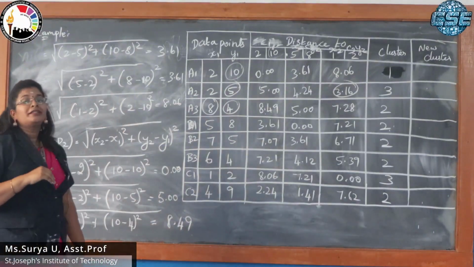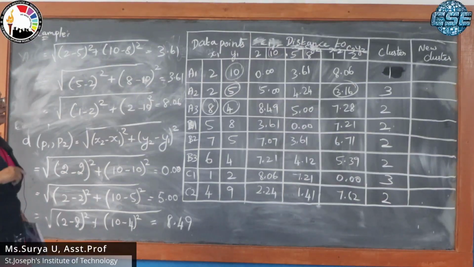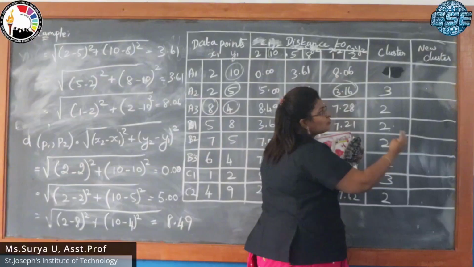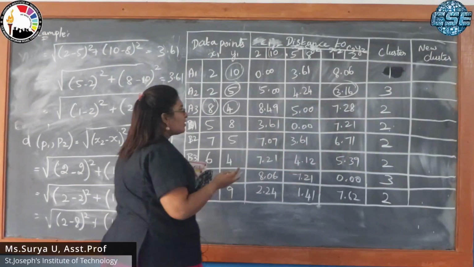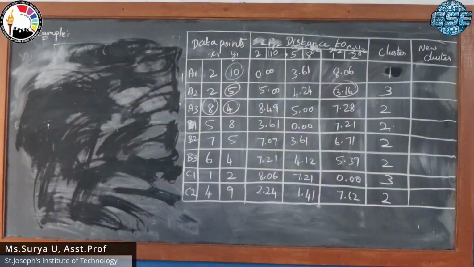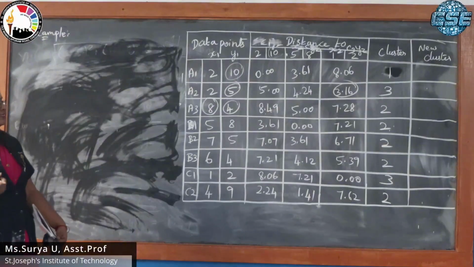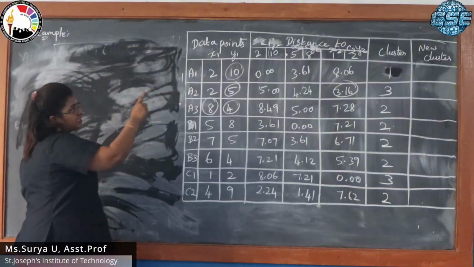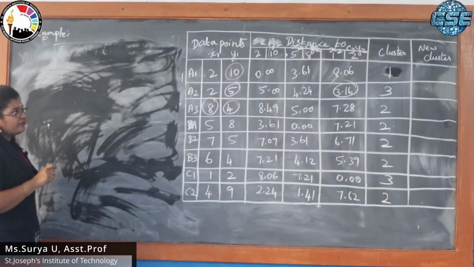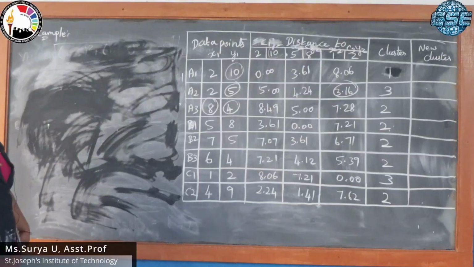What do we have to do for the new cluster? You have to find the new cluster by comparing the cluster points. So now we are going to find the new cluster. For that we have to choose the new centroid points. You are not supposed to use the same centroid values. We are going to take the new centroid values. For that we are going to calculate the average of each cluster.